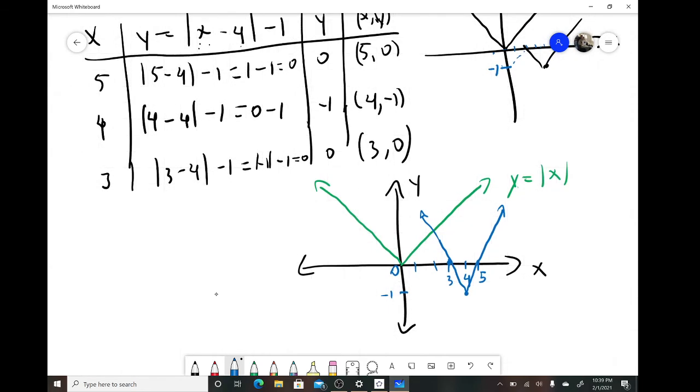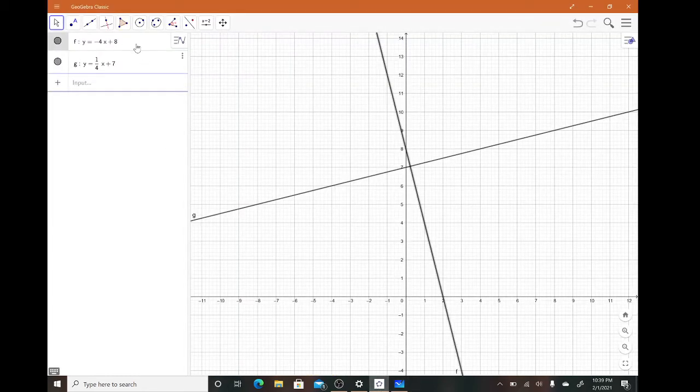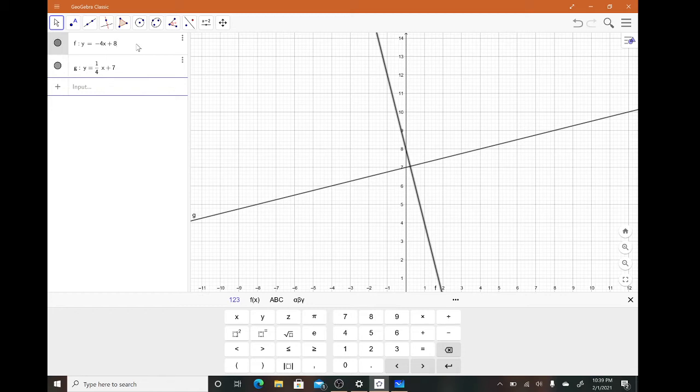This actually will look much better on GeoGebra, so I'm going to put it on GeoGebra so you can see it. Just so you can see it a little bit nicer.